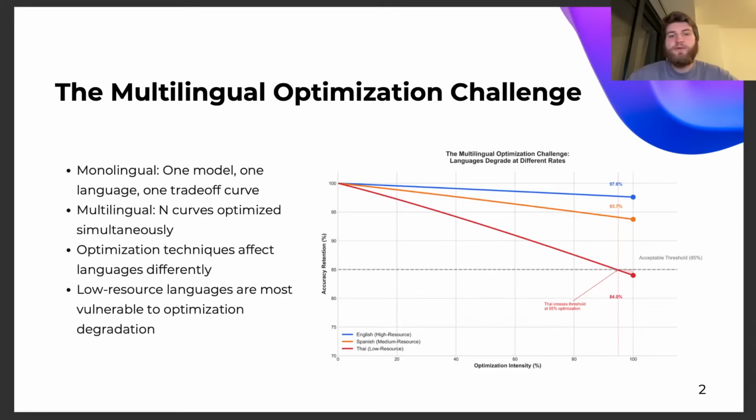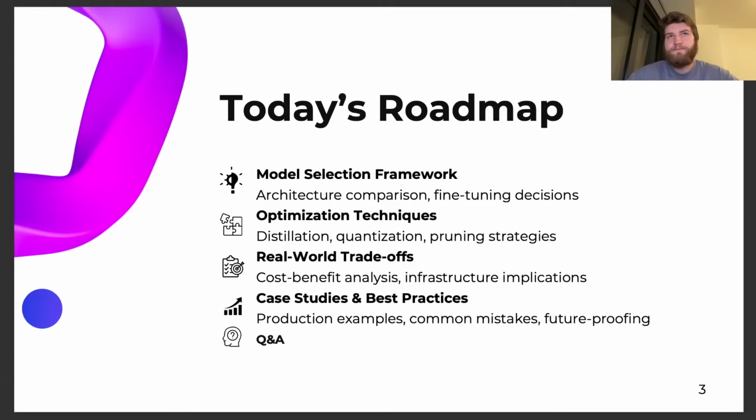And the model preferentially forgets the patterns it learned least well, which are typically low resource languages. So this is the fundamental challenge. Optimization techniques that work beautifully for high resource languages can devastate low resource language performance. And the solution here is not to avoid optimization at all. It's to optimize intelligently with per-language awareness. And that's what we'll learn today.